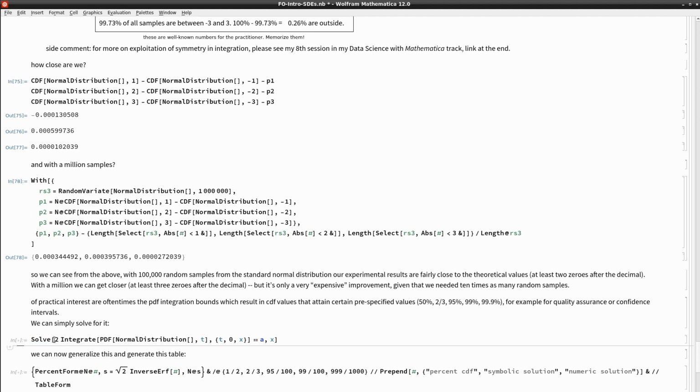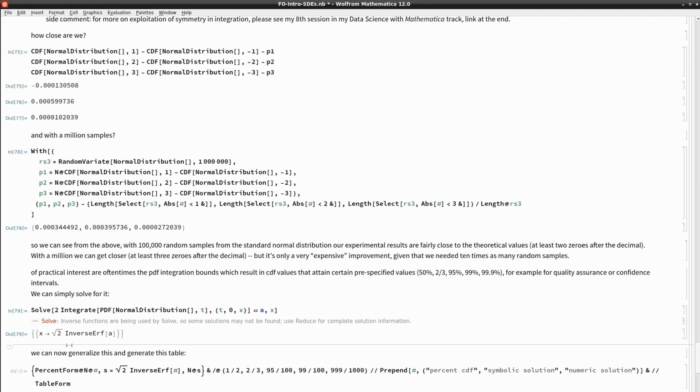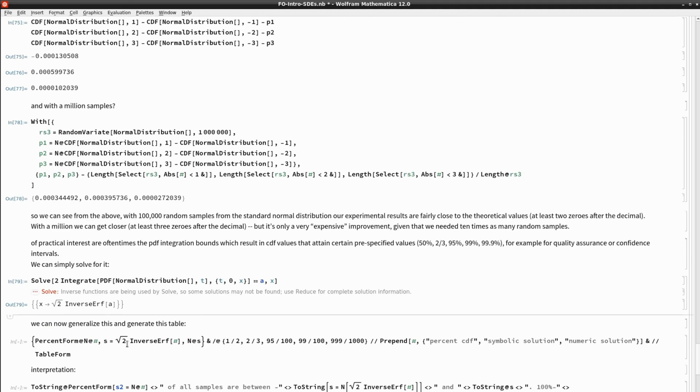How about we try to solve 2 times the integral of the PDF for a given number a, right? See that a is symbolic, it's blue. We're trying to back out an x, and again I double the integral because I'm going from 0 to x and not from minus x to x. So let's do this, and we see that Mathematica had no problems giving us the inverse function. It's the square root of 2 times the inverse error function of our symbolic parameter.